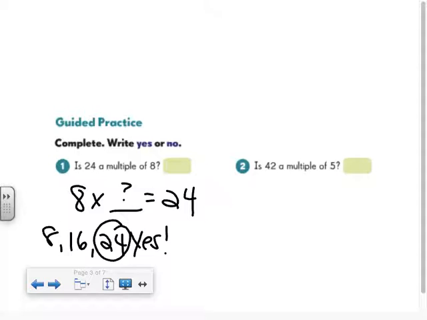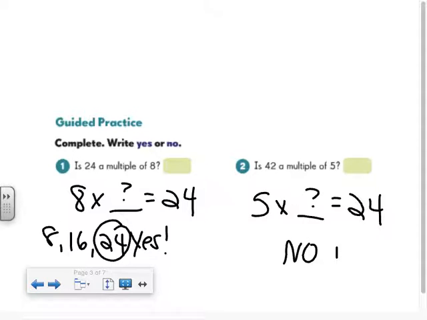It then says, is 42 a multiple of 5? Automatically in your mind, you should just say no, because you should know that 42 doesn't end in a 0 or a 5. So then you would not have to do any math. But if you need to count, you can go 5, 10, 15, 20, 25, 30, 35, 40, 45, and you skipped 42, so that is not a multiple.